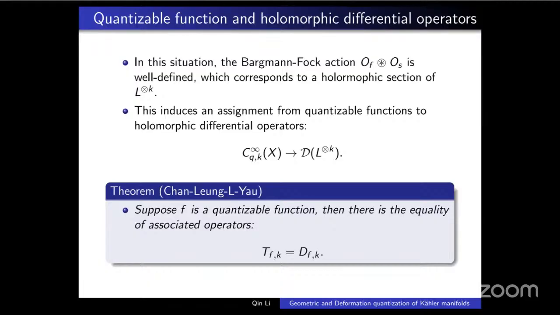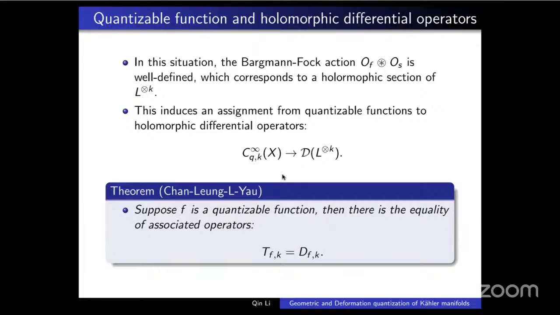Another thing I want to say is that I mentioned on the previous page that, because you have certain locality, these quantizable functions form a sheaf on this X. And locally, these quantizable functions are dense. If you use the correct notion, it is dense in the space of smooth functions, meaning that we actually have enough quantizable functions.